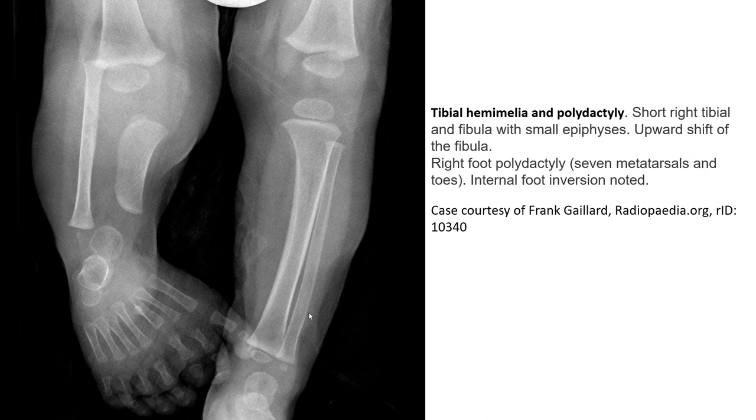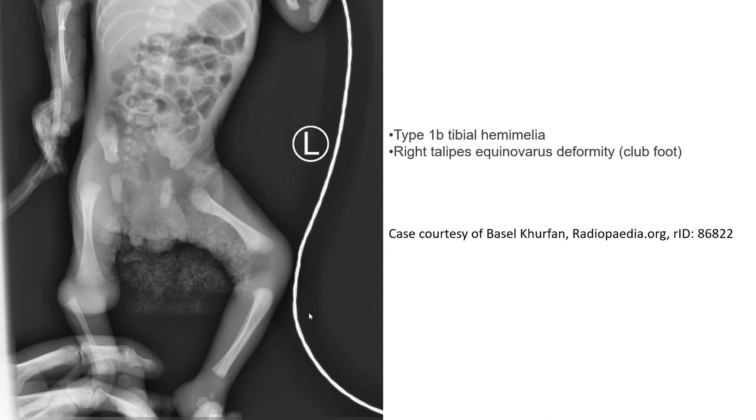This is a case of tibial hemimelia with polydactyly: short right tibia and fibula, small epiphysis, upper tip of the fibula, right foot polydactyly, and internal foot inversion. This X-ray is a case of type 1B tibial hemimelia, right leg with varus deformity.